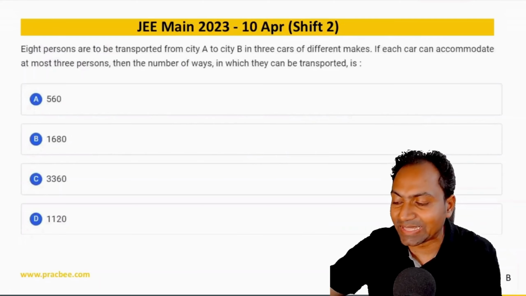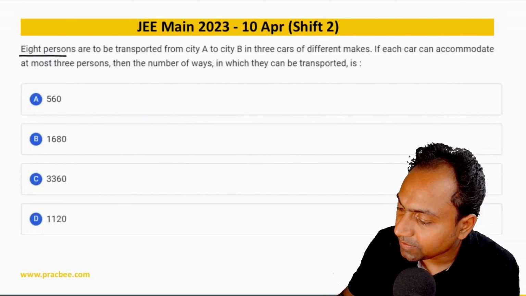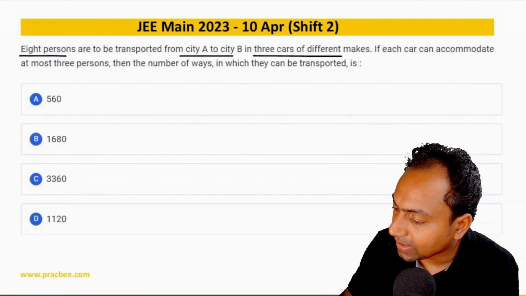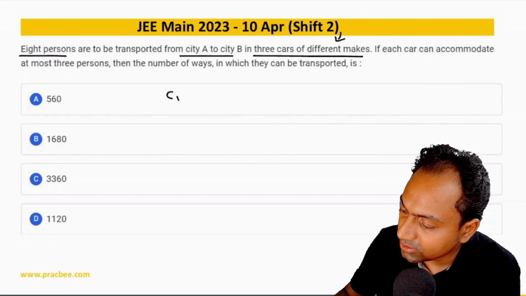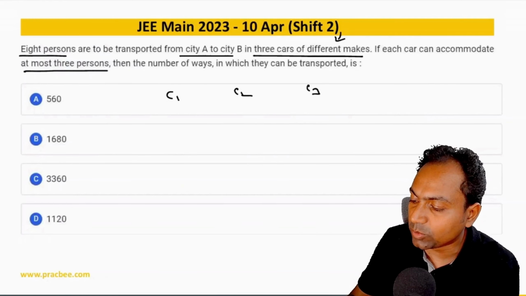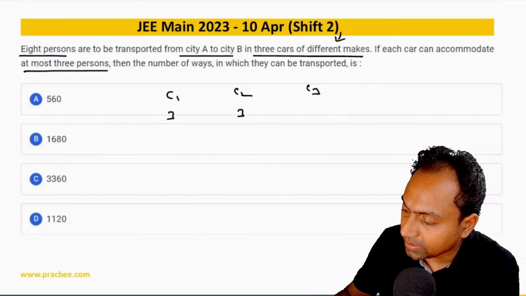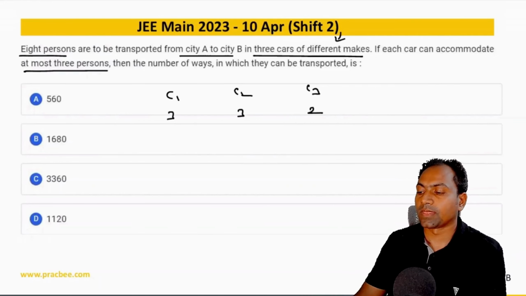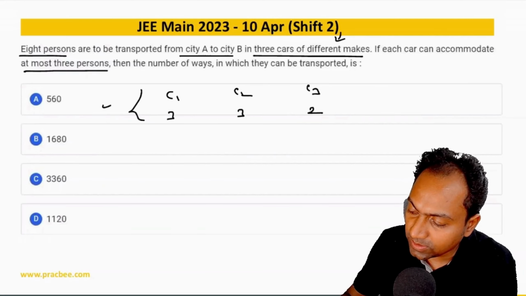Now in this 2023 question, what we need to do is 8 people need to be transported in 3 cars from city A to B, and the cars are also different. And this needs to be done in such a manner that every car can have at most 3 people. So if I am putting 3 here, the remaining will contain 2. Now if I do this, this is the only possible scenario that is there.